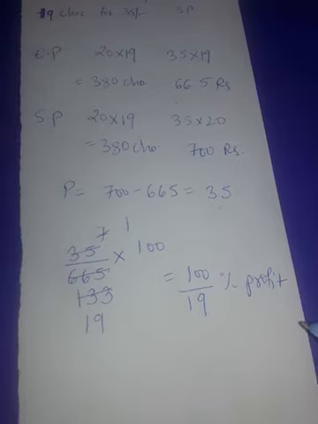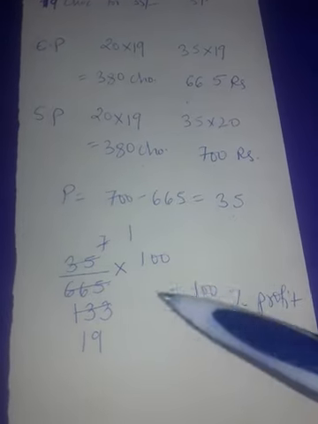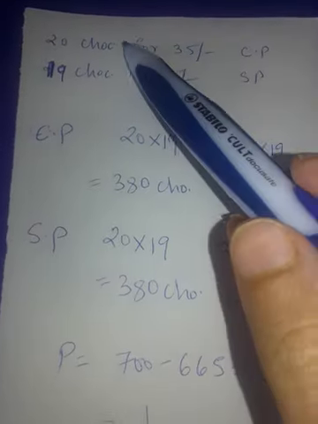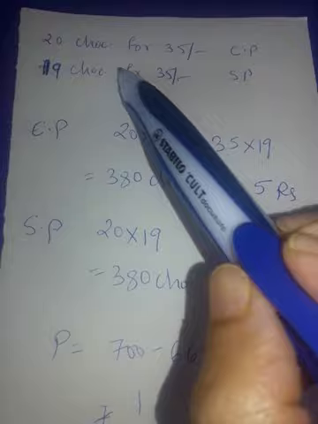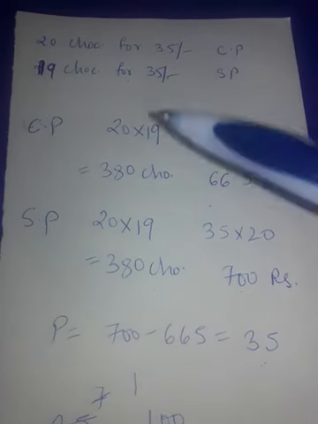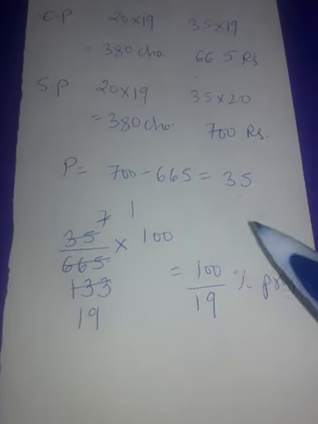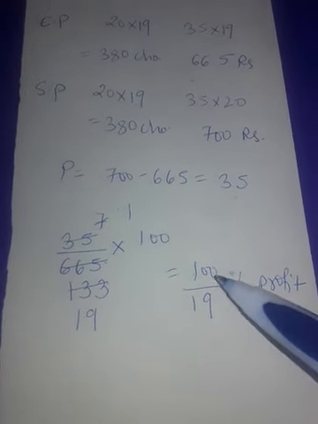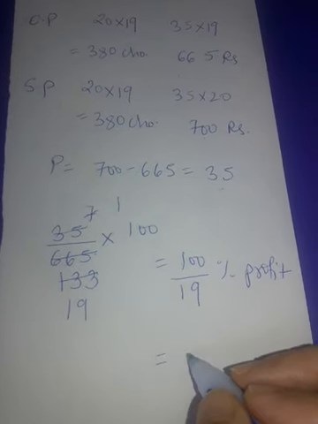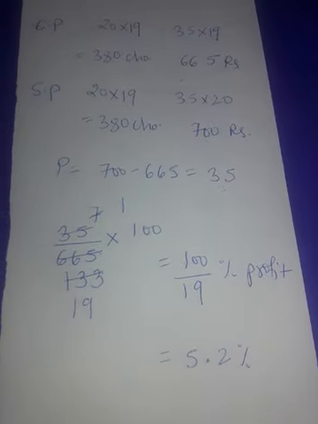Same as earlier, we got the same answer, 100 upon 19, but here we avoided the fractions. What did we do here? With 20 and 19, we multiplied this by 19 and this by 20. So this became 380 chocolates, this also became 380 chocolates, and that's how we found our answer. We avoided the fractions. 100 upon 19% profit, or if you convert it, it will be 5.2% profit.